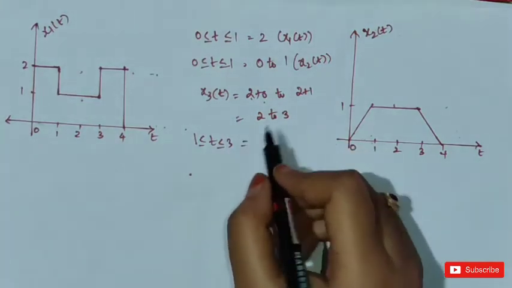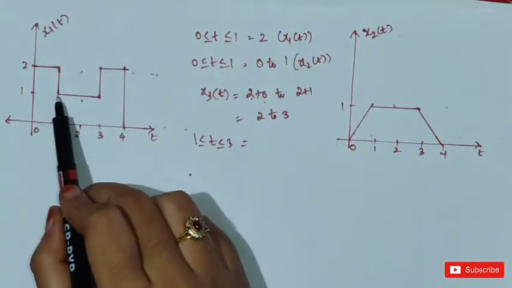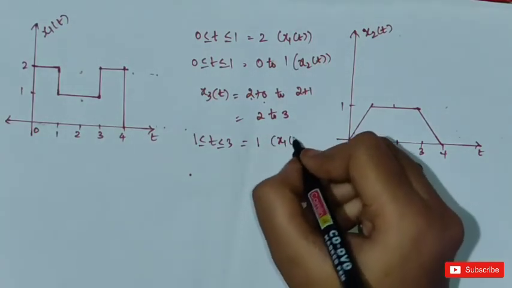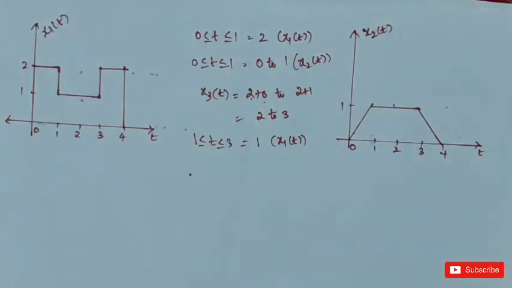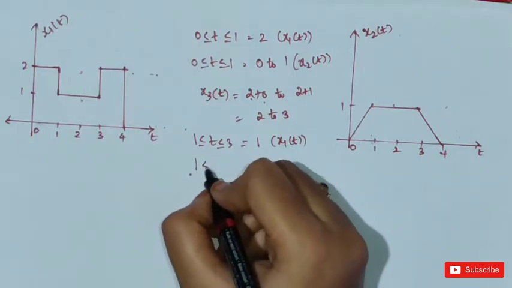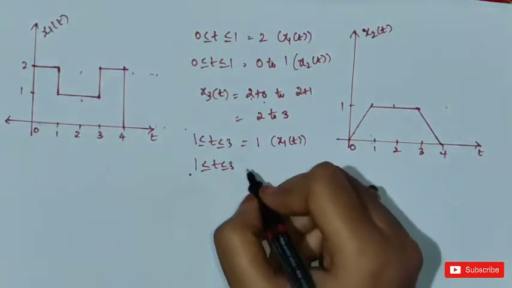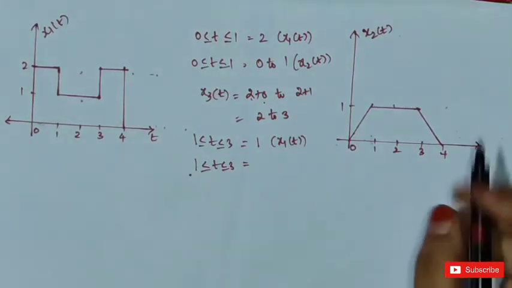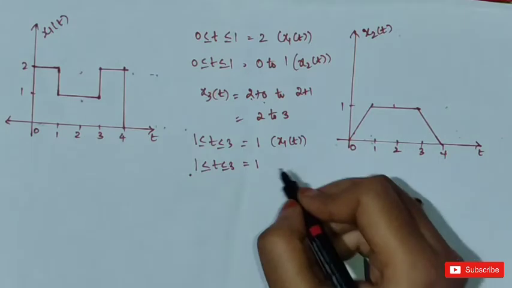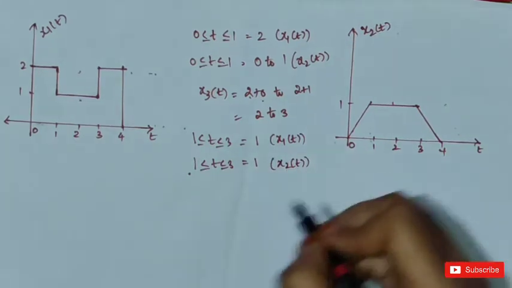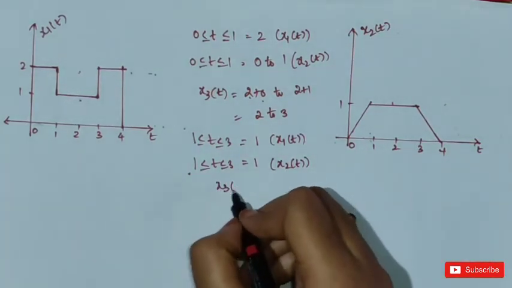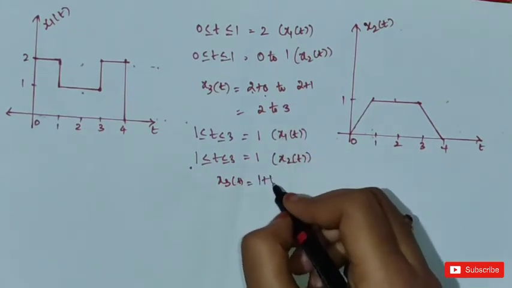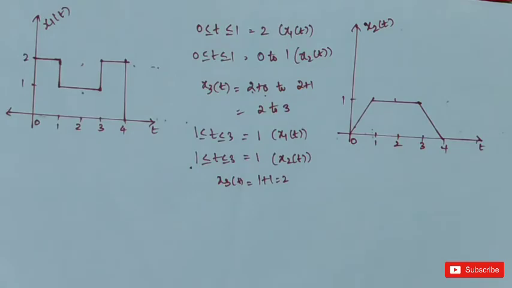In the 1 to 3 time interval, the signal amplitude is constant. It is 1 in x1 of t. In the same way, in between the interval 1 to 3, the signal is constant in x2 of t also. So, x3 of t is nothing but x1 of t plus x2 of t, which is equal to 1 plus 1, which is equal to 2.